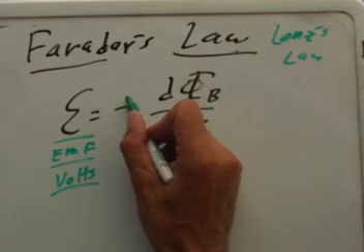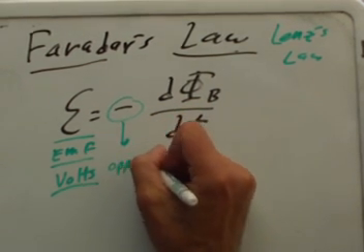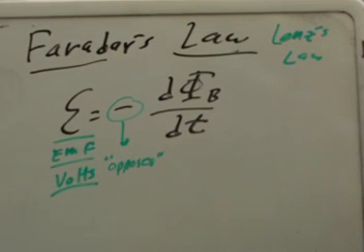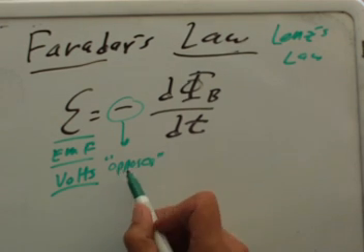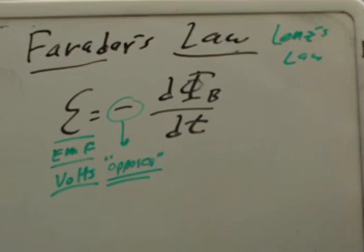Now you see the minus sign right here. This is the ramification of the word opposes, which is in Lenz's law. Remember, induced currents are always in the direction to oppose changes in external magnetic field or flux, whichever version you have. So that's what the minus sign is right there.